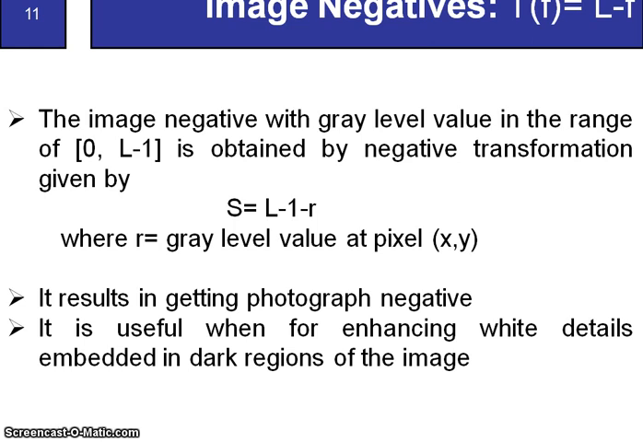If we subtract the original intensity values from L - 1, then we will get the processed image, where L is the number of gray levels present in the original image. Gray levels are calculated using the simple formula 2^n, where n is the number of bits required to store a single pixel intensity value. So if it is a 2-bit image, it has 2^2, meaning 4 gray levels. Here L - 1 is 3, so 3 - R becomes S.